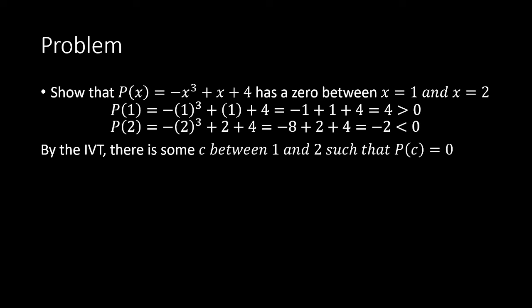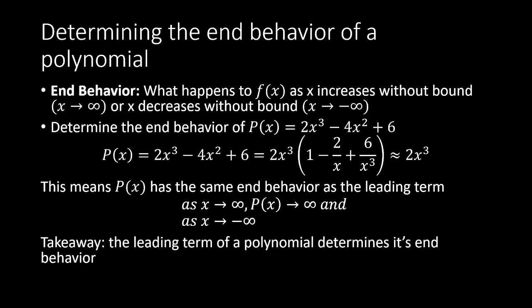Now, that's how the graph is. What happens when the graph has some kind of end? How does it look like at the end? We know that every graph just goes bigger and bigger, right? Let's say that x is getting bigger or smaller, depending on if you're going to positive infinity or negative infinity. What happens to the end behavior? So the question is: determine the end behavior of this function, 2x cubed minus 4x squared plus 6.